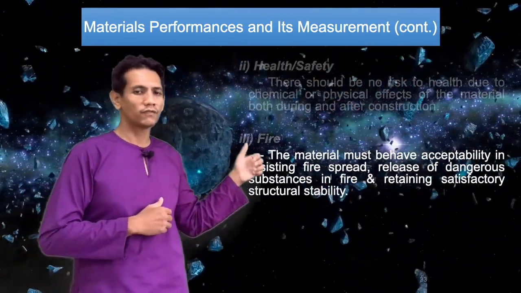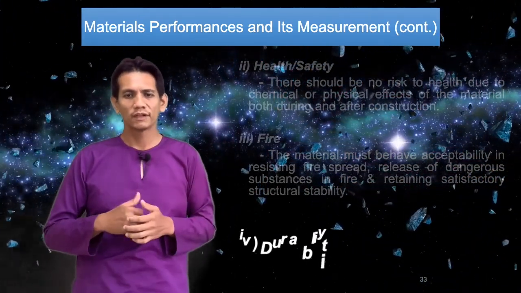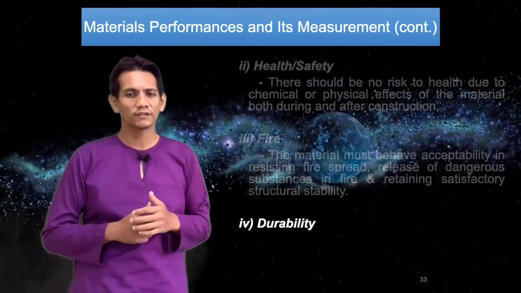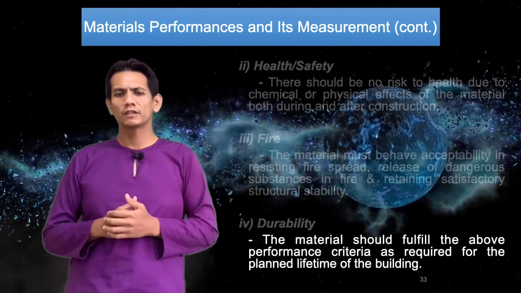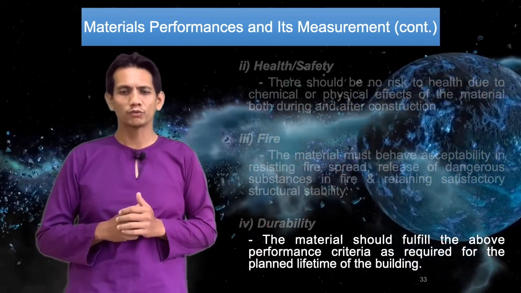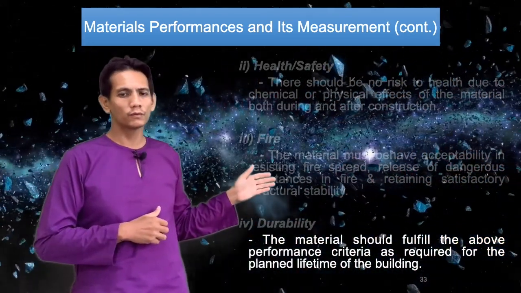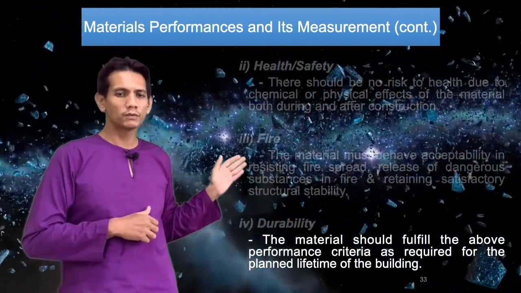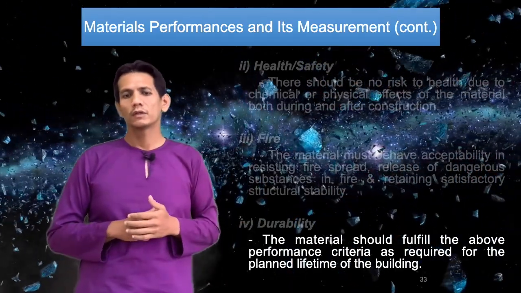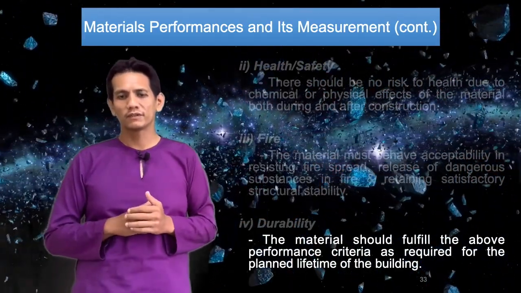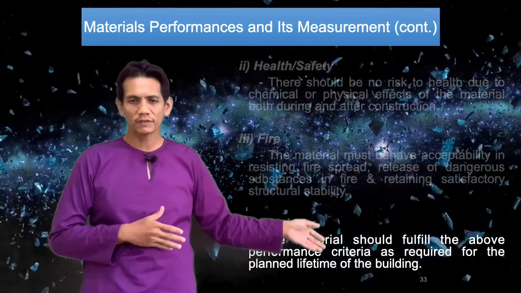And then we have the third one, fire. The material must behave acceptably in resisting fire spread, release of dangerous substance in fire, retaining satisfactory structural stability. Next, durability. The material should fulfill the above performance criteria as required for the planned lifetime of the building. For example, we want to design the building to last for 30 years. It should be durable. It can last until 30 years, not 10 years and it already failed. So we need to design durability in terms of specific time, 30 years, 20 years, 25 years, and so on.